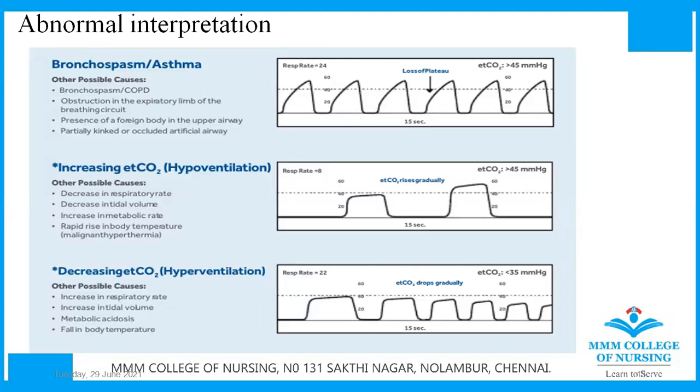And in patients who are hyperventilated with decreasing end tidal carbon dioxide, other possible causes are increase in respiratory rate, increase in tidal volume, metabolic acidosis, and fall in body temperature. The end tidal carbon dioxide drops very gradually, and the level will be less than 35 mm of Hg.